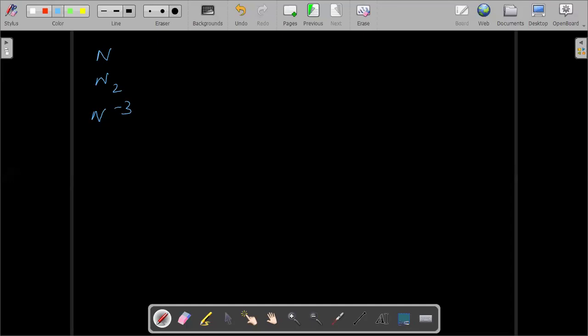Is it the molecule or the atom? N2 is a molecule. So N2 is a molecule.